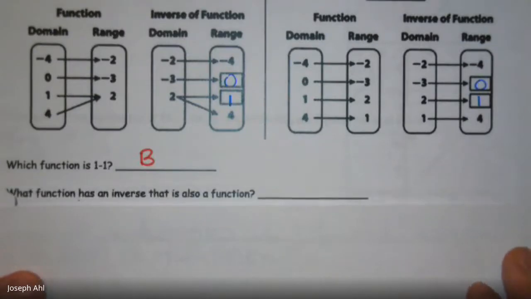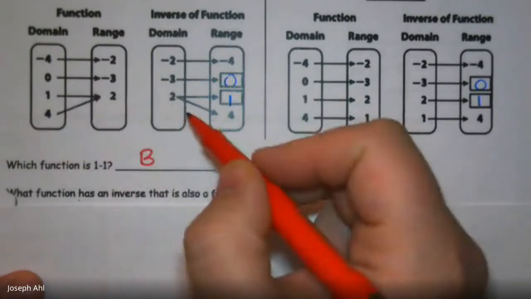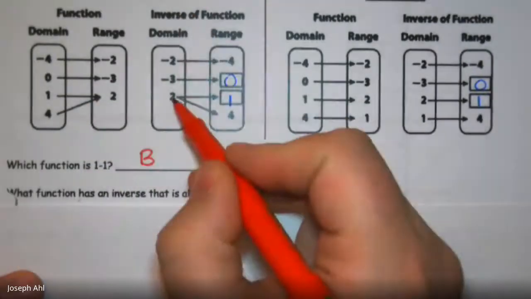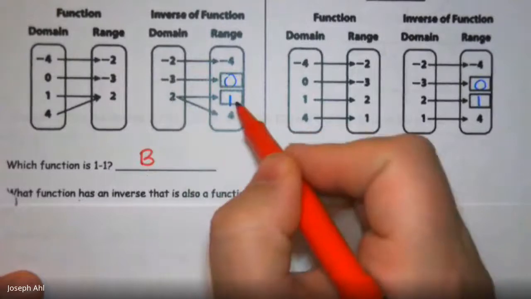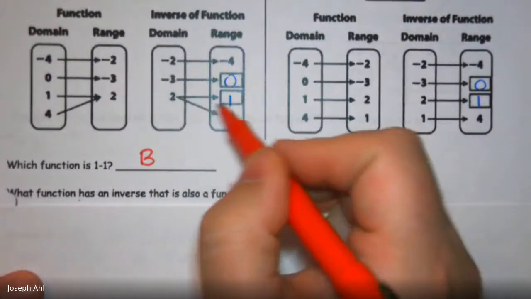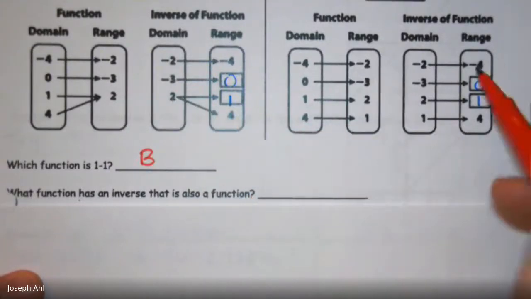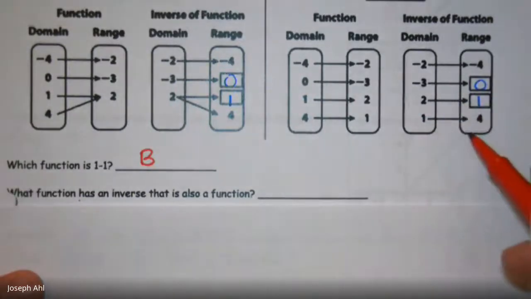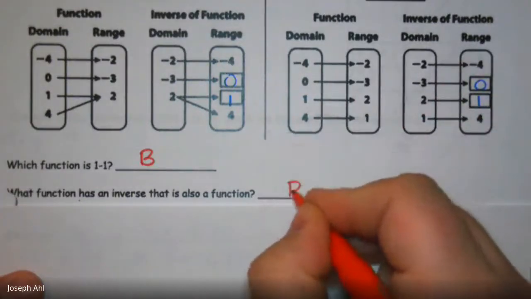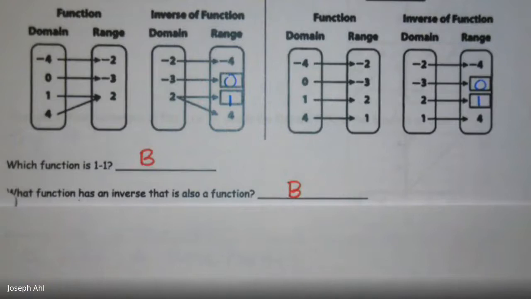Which function has an inverse that is also a function? Well, if I take a look at this example here, here's the inverse domain value of 2. That doesn't have a unique output. It maps onto 2 outputs in the range. So with this one-to-one correspondence that function b has, b is the one that has an inverse that is also a function.